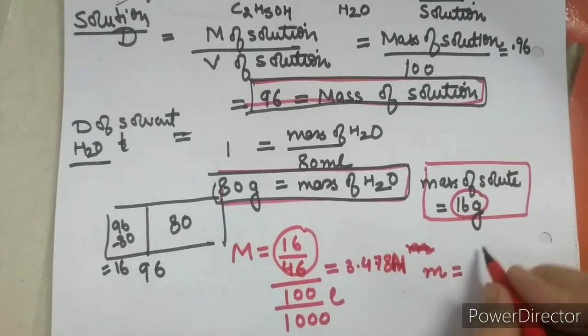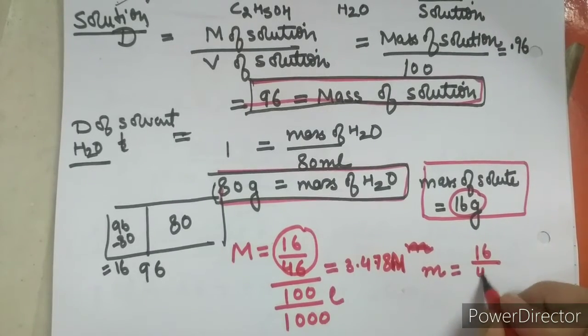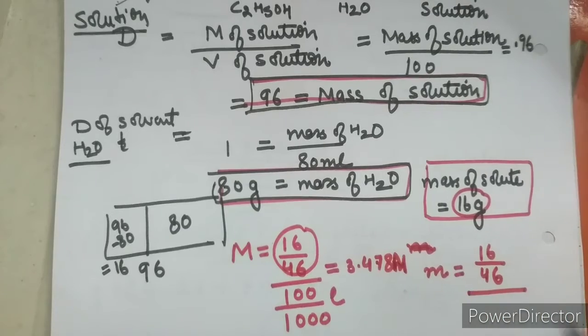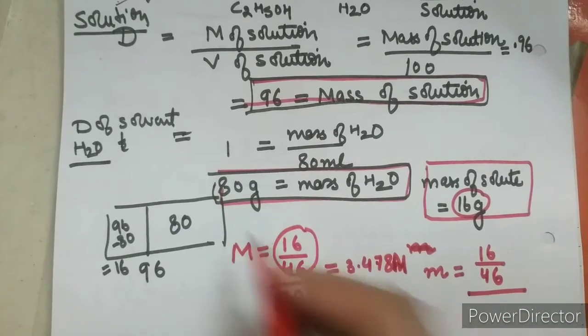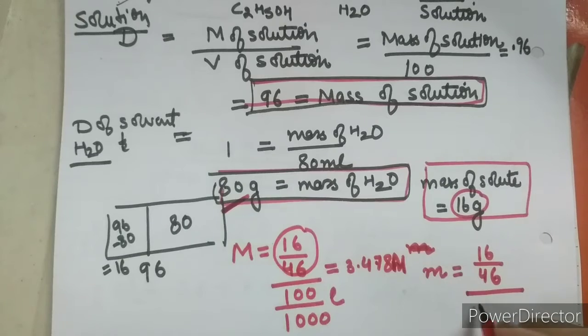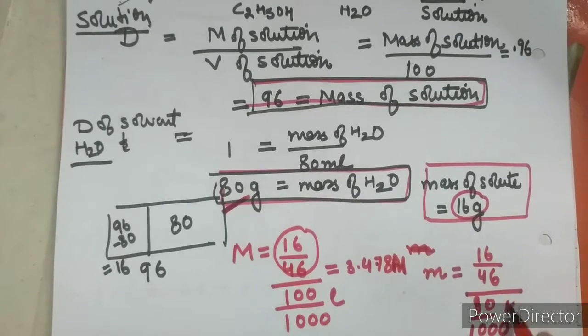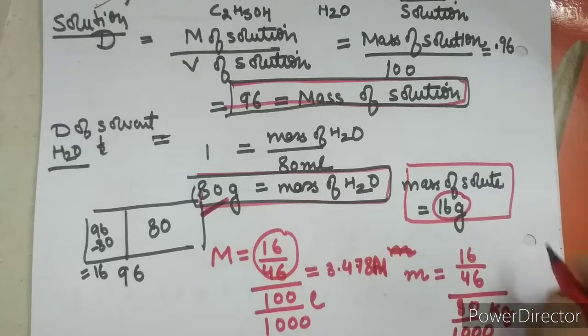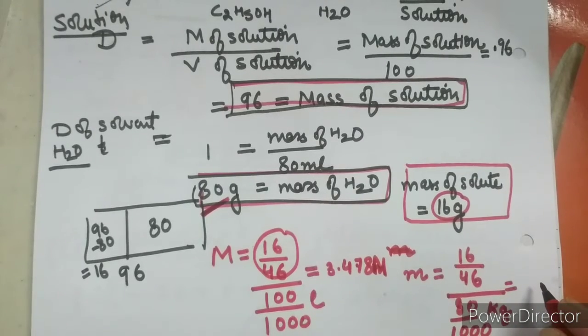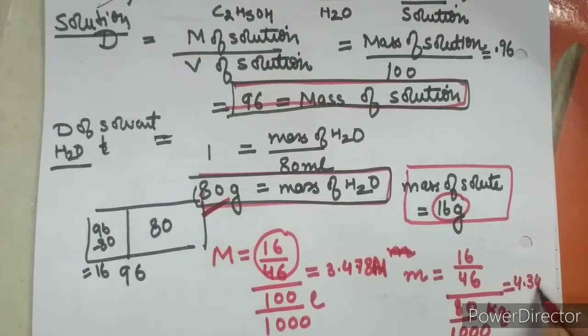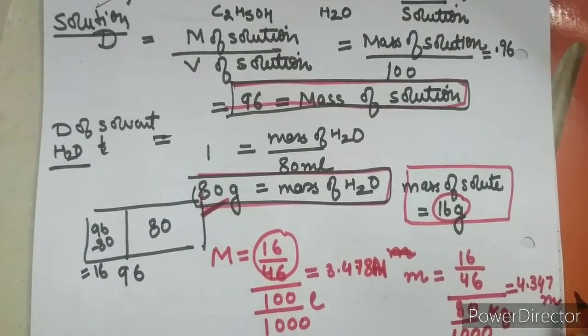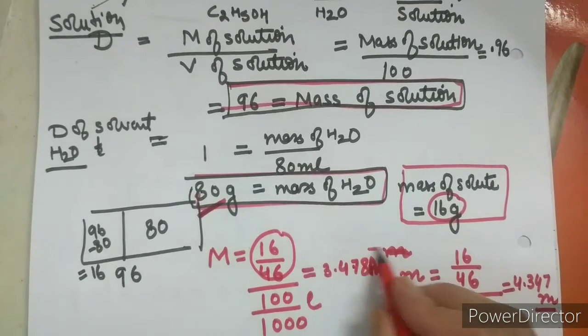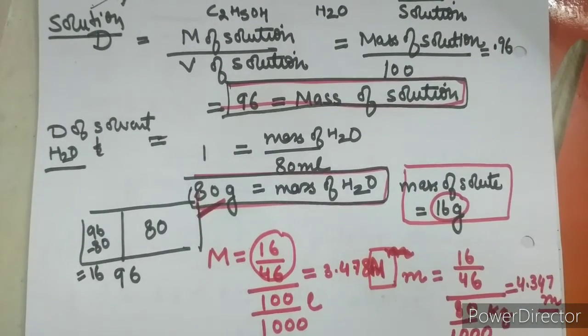Similarly for molality, molality is defined as the number of moles of solute divided by the mass of solvent in kg. The number of moles of solute remains the same, 16 by 46. The mass of solvent comes out to be 80 gram, but we divide by 1000 because we have to take it in kg. When we solve this, it comes out to be 4.347 molal. Molality is always represented with small m, and molarity is always represented with capital M.